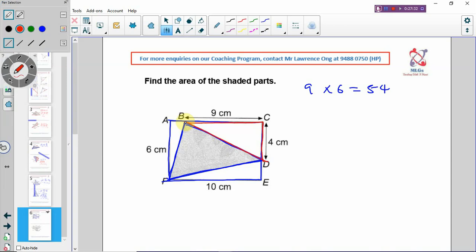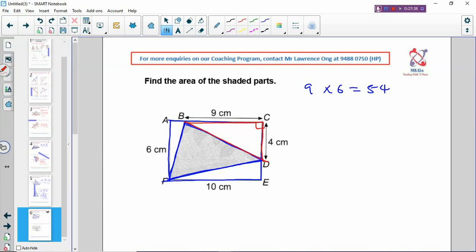Now in primary 4, you learn about squares and rectangles. Squares and rectangles have right angles at the corners, right? So what is the base and what's the height? The base is 9 and the height is 4. So you have to remember your P4 topics already. So half times 9 times 4.